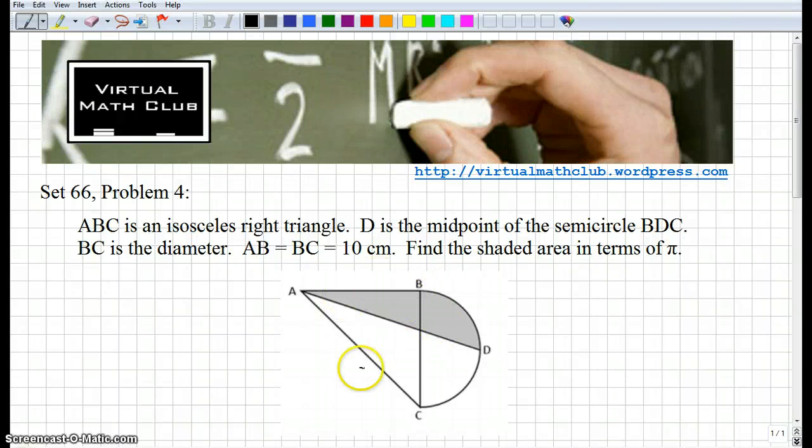All right, we have this figure here, and we're told that this triangle ABC is an isosceles right triangle. So isosceles right triangle means that two of the sides are the same, and you have a 90-degree angle. So here's the 90-degree angle, and these are the sides that are the same. Okay, so the side lengths are the same.